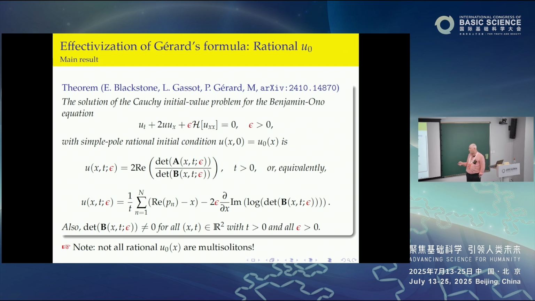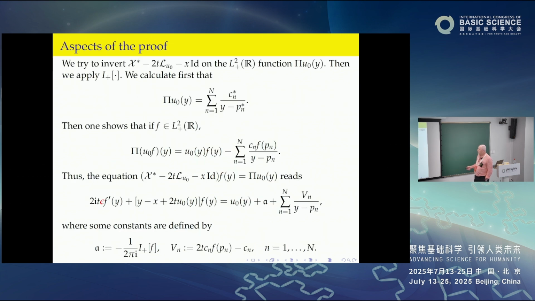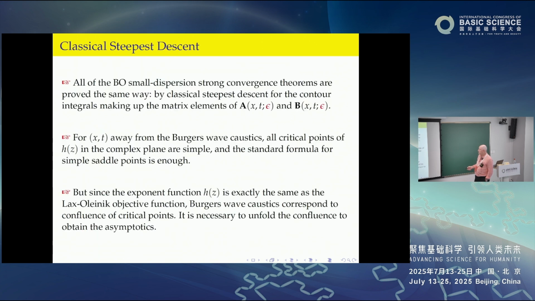So that means that the whole problem of analysis of these solutions boils down to looking at contour integrals that have small denominators in the exponents. So classical steepest descent method. And I'll skip this part just to show you what's going on. So all of our theorems are proved in the same way through that classical steepest descent method. As long as you stay away from those Berger's wave caustic curves, the critical points of H are all simple points. And so the standard steepest descent formula for saddle points works, and you just use that.